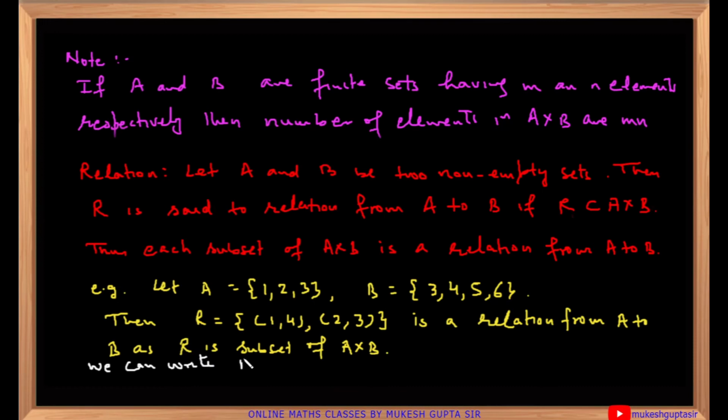Sometimes we can write a relation in roster form, or in set builder form. Here R = {(x, y) such that x is in A, y is in B, such that x plus y is equal to 5}.